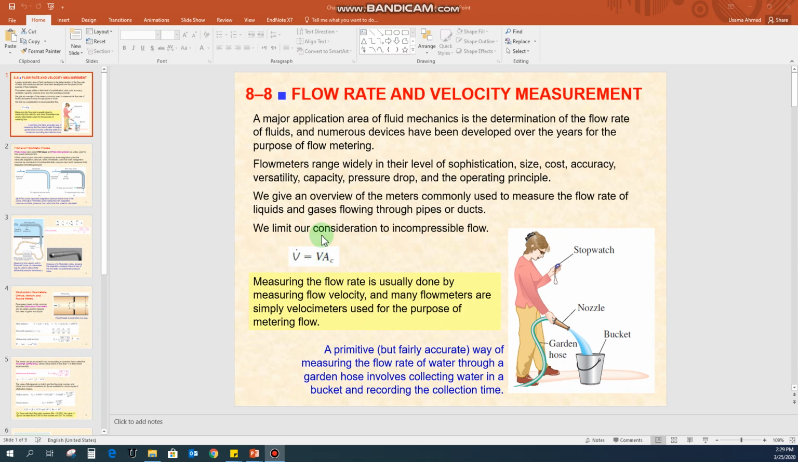We know the equation for the volumetric flow rate: it is equal to velocity times cross-sectional area. So we can get the value for the volumetric flow rate. Measuring the flow rate is usually done by measuring flow velocity, and many flow meters are simply velocity meters used for the purpose of metering flow. So from this explanation, if we measure the velocity of a fluid within this pipeline, having the information about the cross-sectional area, we can estimate the value for the volumetric flow rate. So let's see what we have here.